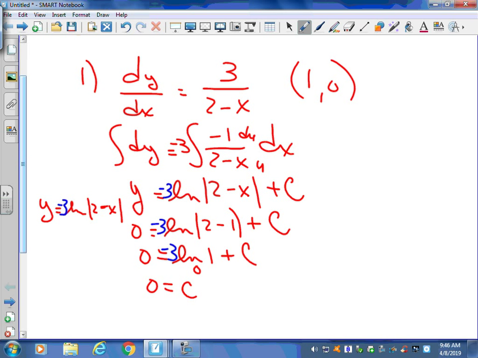But be careful, if you take something out in front of your integration, don't forget to put it in front of your ln, because that is the most common error made in integration. All right, do you feel like you need another one of these, or do you think one of these is fine?